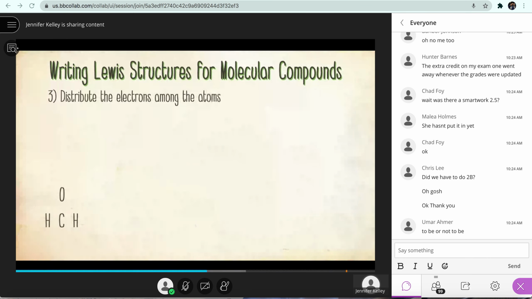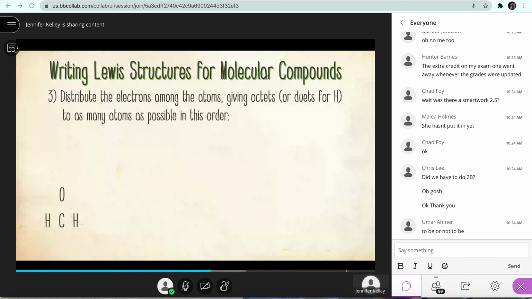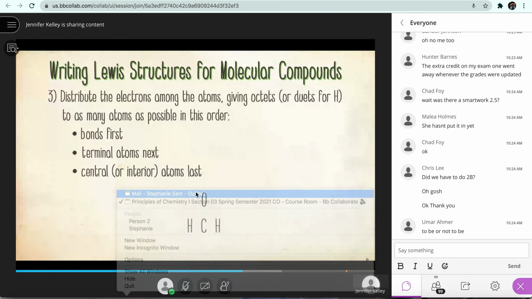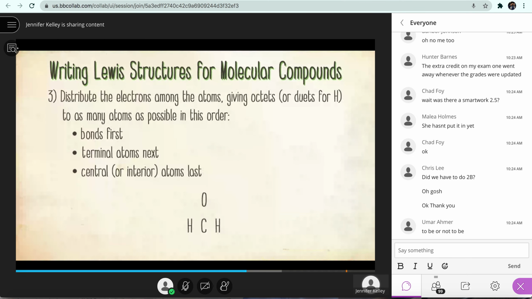Now, distribute the electrons among the atoms to give octets, or duets for hydrogen, to all atoms. Distribute the electrons in this order. Bonds first, put 2 electrons between each pair of atoms. Terminal atoms next. Give each non-hydrogen terminal atom an octet by placing the electrons as dots around the atom. Central or interior atoms last. So, for H2CO, you first put 2 electrons between each pair of atoms using 6 of the 12 electrons. Then you add 3 lone pairs to the oxygen atom to give it an octet. You have now used all 12 of the electrons, but carbon still lacks an octet.